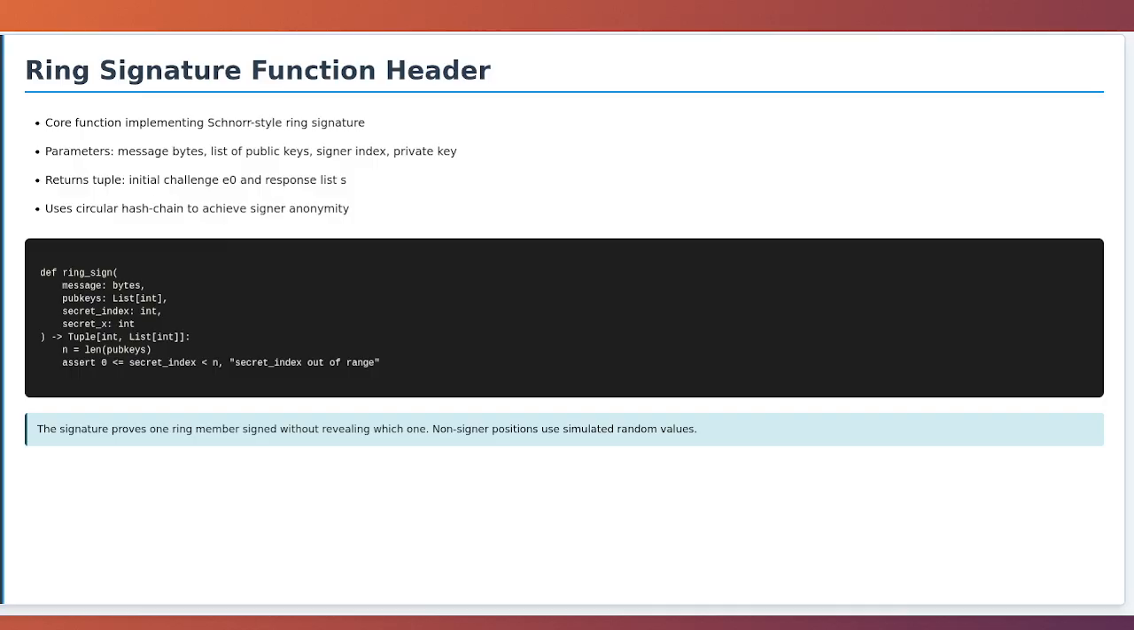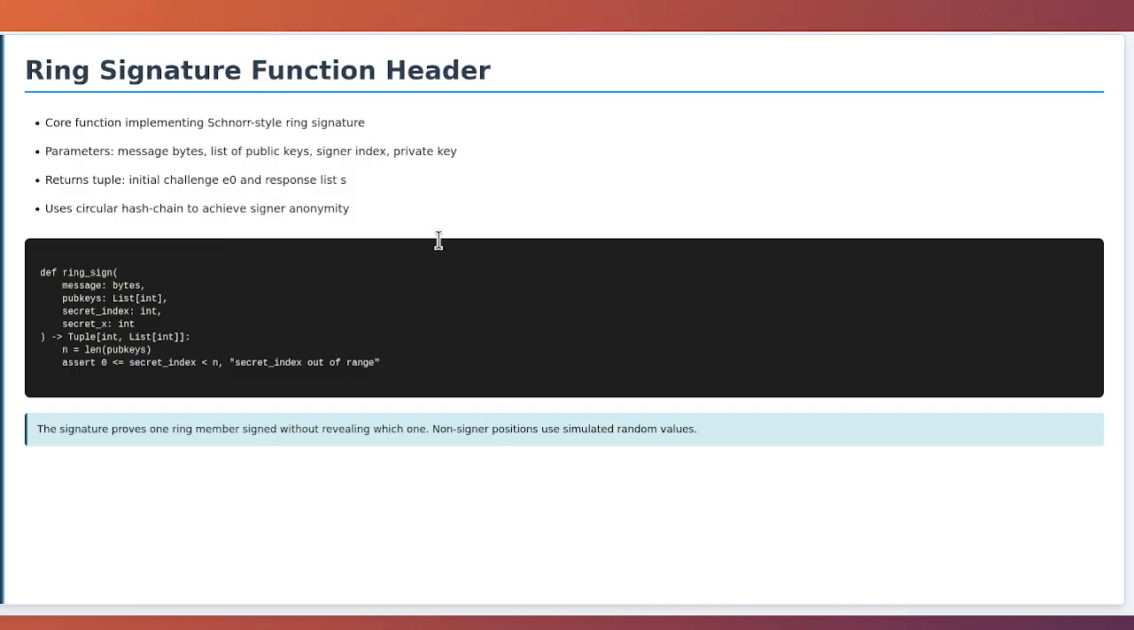The high-level idea is the circular hash chain construction. We build a chain of challenges where each challenge is derived by hashing the previous response. For all non-signer positions, we choose random responses and simulate that member's challenge. When we reach the real signer's position, we use knowledge of the private key to compute a response that closes the ring, making the chain circular.